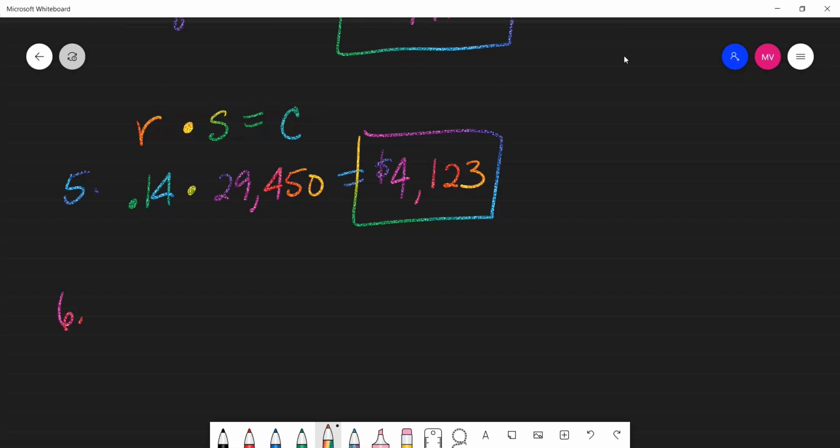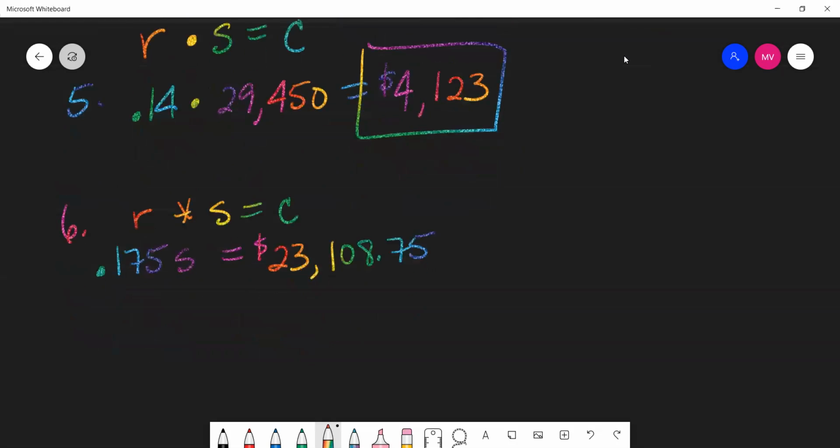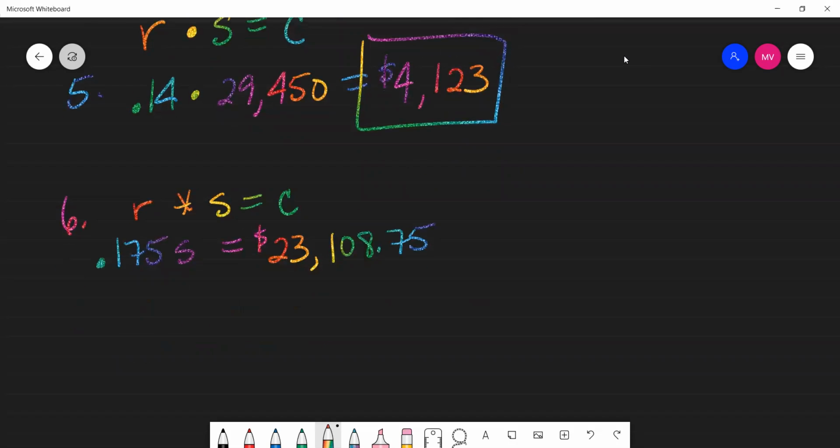All right, so number 6, again, rate times sales equals commission. They have given us the rate 17.5, so that's 0.175 is our rate. We don't know our sales, so that's our unknown, and our commission is $23,108.75. All right, so we need to find out what the sales were for this.